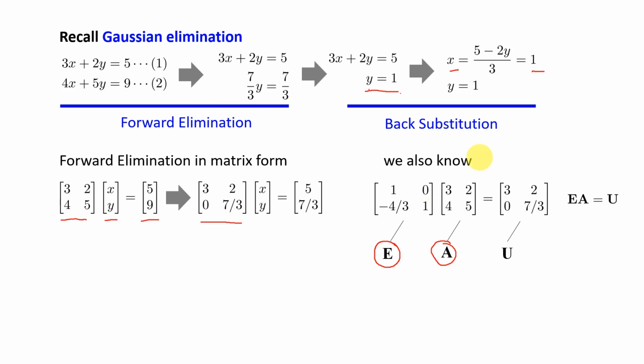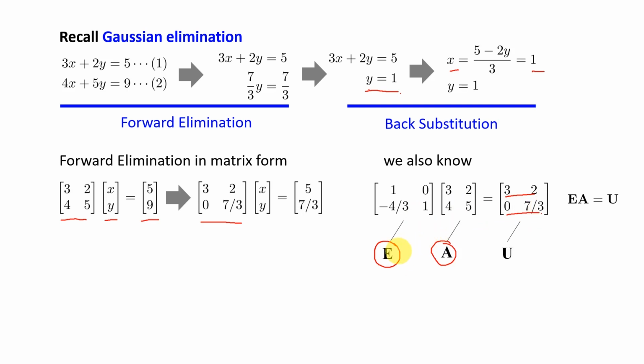If you don't understand how we are doing this, you can go back to our old lecture and verify. [1, 0], when it is multiplied with this [3, 2; 4, 5], the product will be: top row will be 1 multiplied by top row of A plus 0 multiplied by bottom row of A, which means it is just the top row of A, 3, 2. Minus 4/3, 1 means minus 4/3 of top row, 1 of bottom row, and that will give us 0, 7/3.